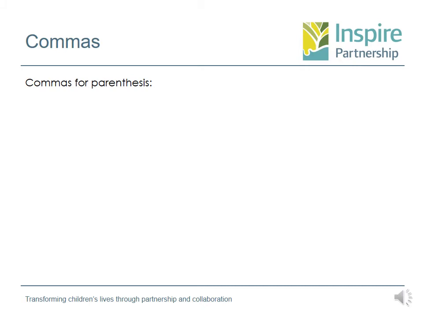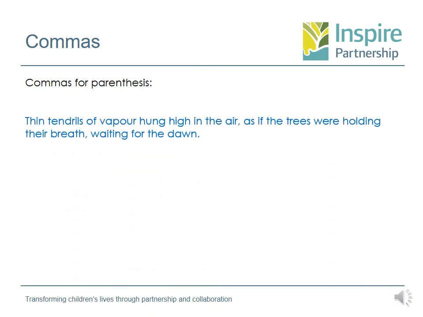So now let's have a little look at commas for parenthesis. Let's look at the example that I've got on here for you. Thin tendrils of vapour hung high in the air, as if the trees were holding their breath, waiting for dawn. In this, the extra, additional information that we've been given for the commas is as if the trees were holding their breath. That's the extra information that I've used where I've put 2 commas in.